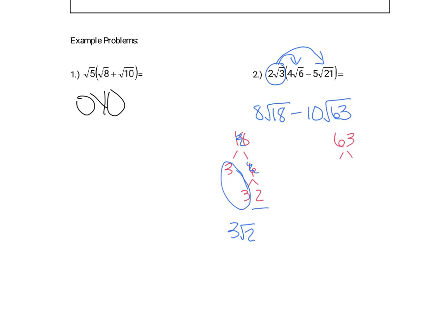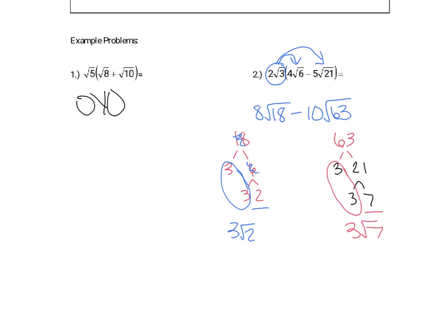Now let's deal with the 63. I'm not going to break my mind over what numbers to use because I use a 3 times a 21. All right. 21, though, breaks down to 3 times 7. All right, so I clearly see here we got a pair of 3s and we got a 7 left over, so that's 3 square root of 7.